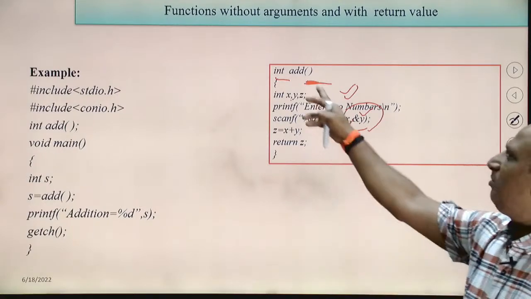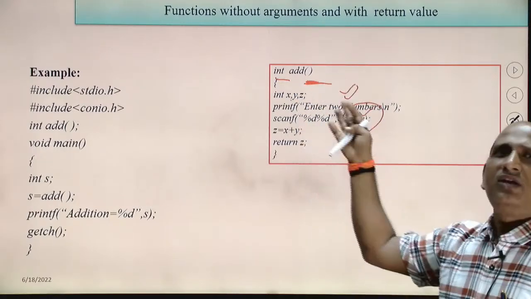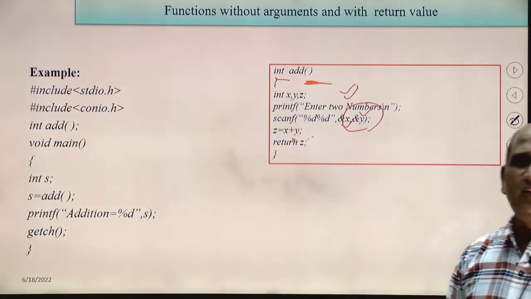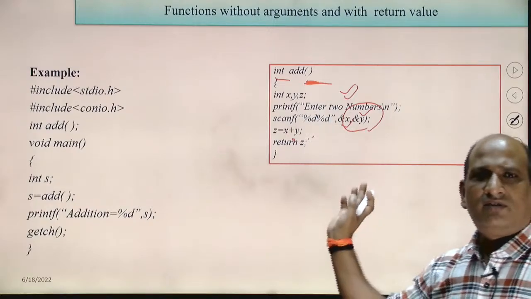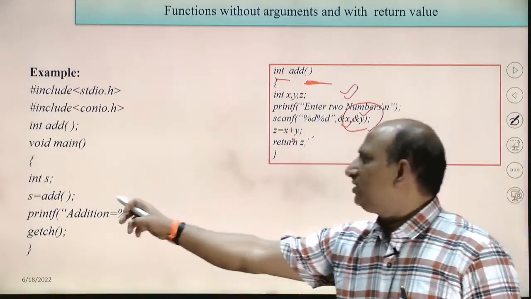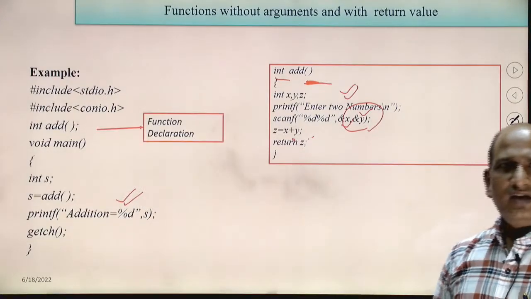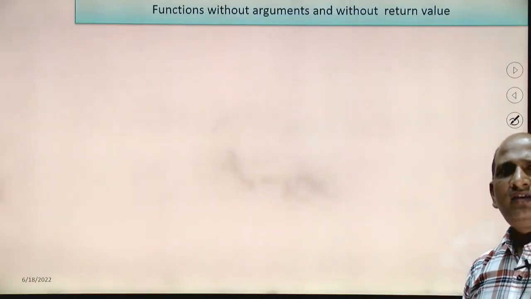But since we have not passed any parameter, taking input is the responsibility of this function. It takes the input, processes it, and the result is returned back to the functions that call it. This way we can use a function without argument and with return type.